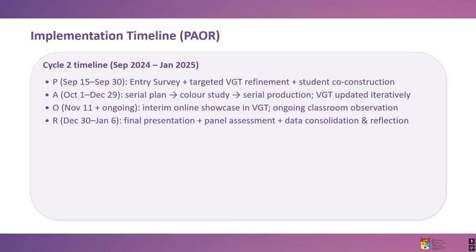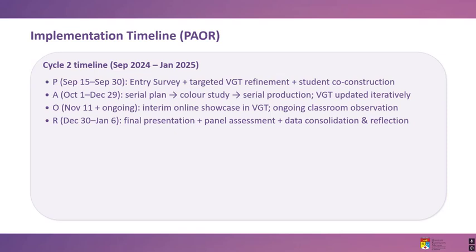Now I will show the timeline of Cycle 2. P phase, I ran entrance surveys and made a baseline summary. Then I refined VGT based on the 13 students' chosen style. I also invited students to help collect resources, and I curated and organized them into VGT.